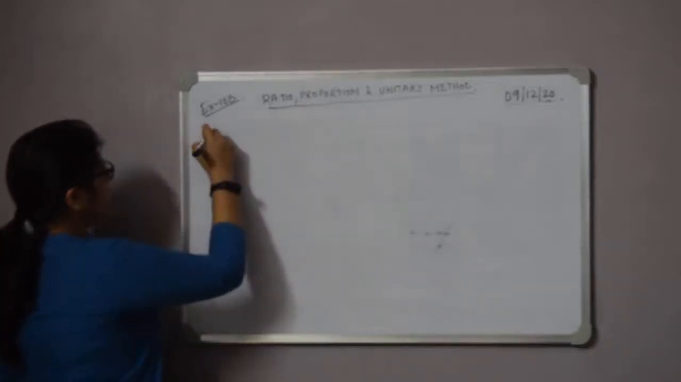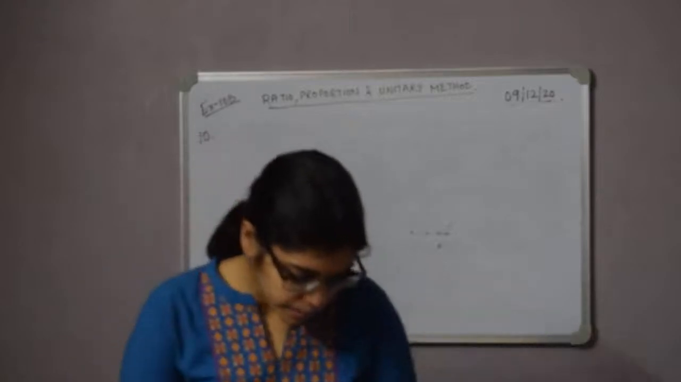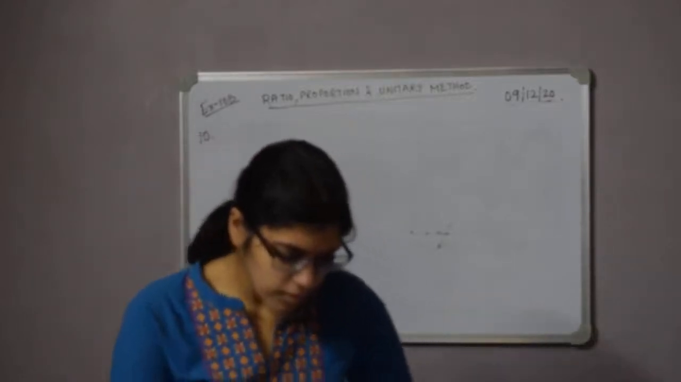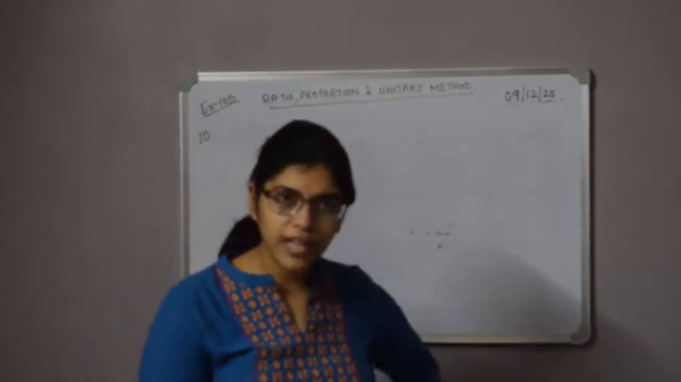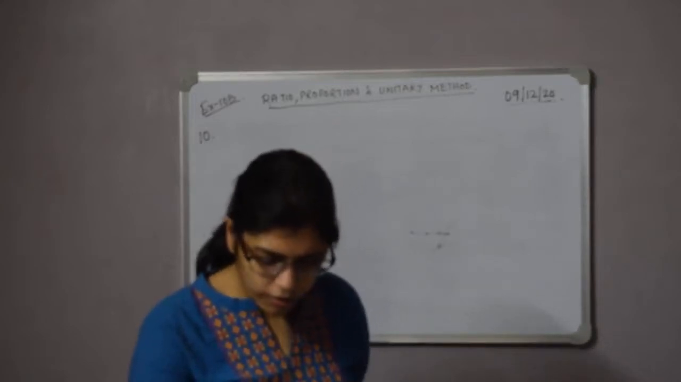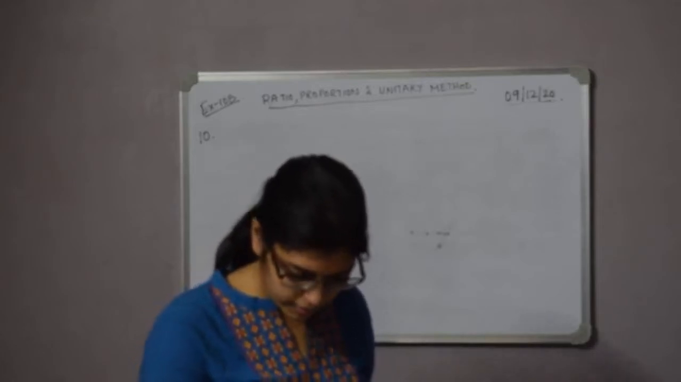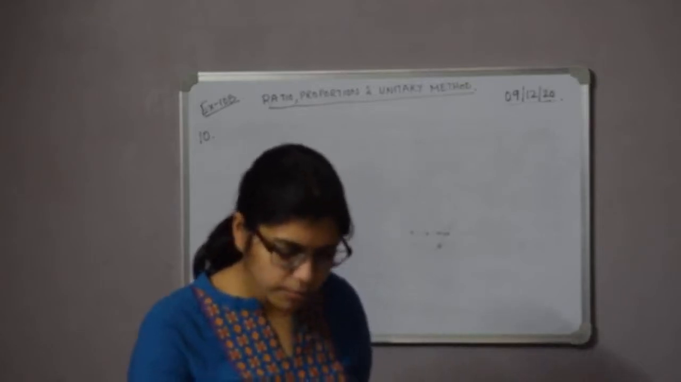So sum number 10, let us look at the question. It says that an electrical pole casts a shadow of length 20 meter at a time when a tree of 6 meter high casts a shadow of length 8 meter. Find the height of the pole.